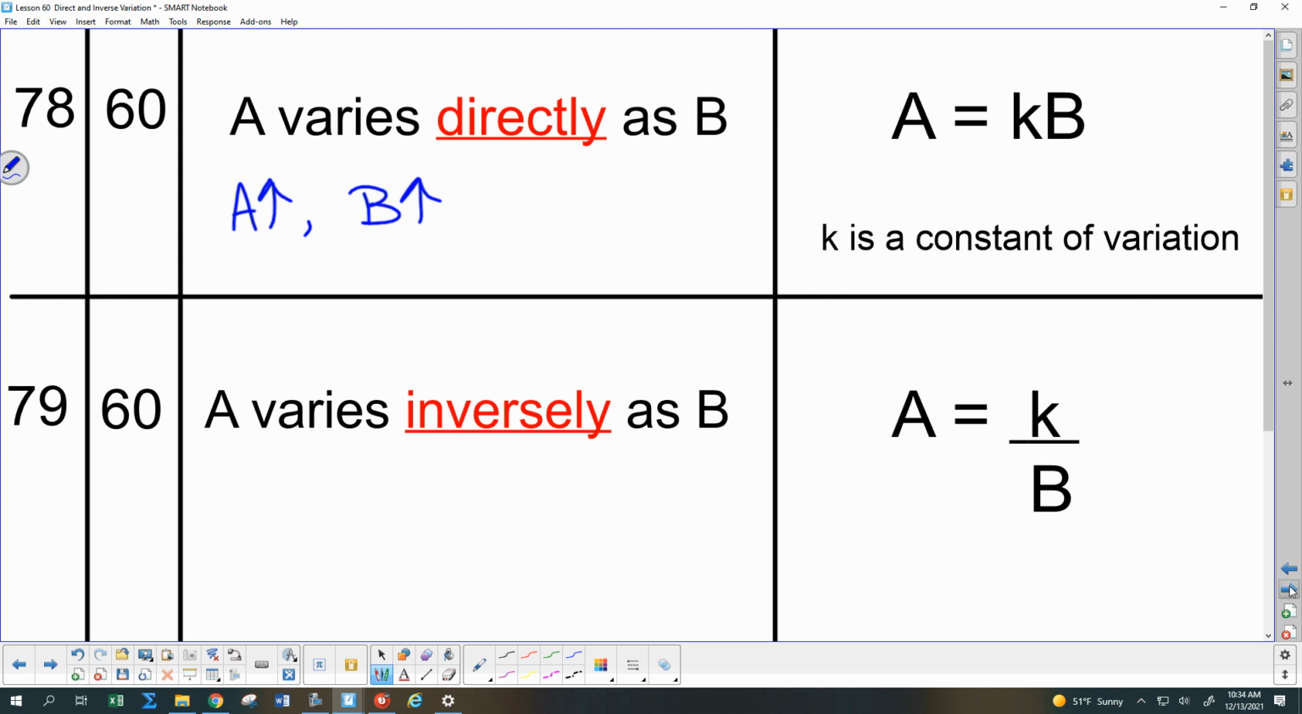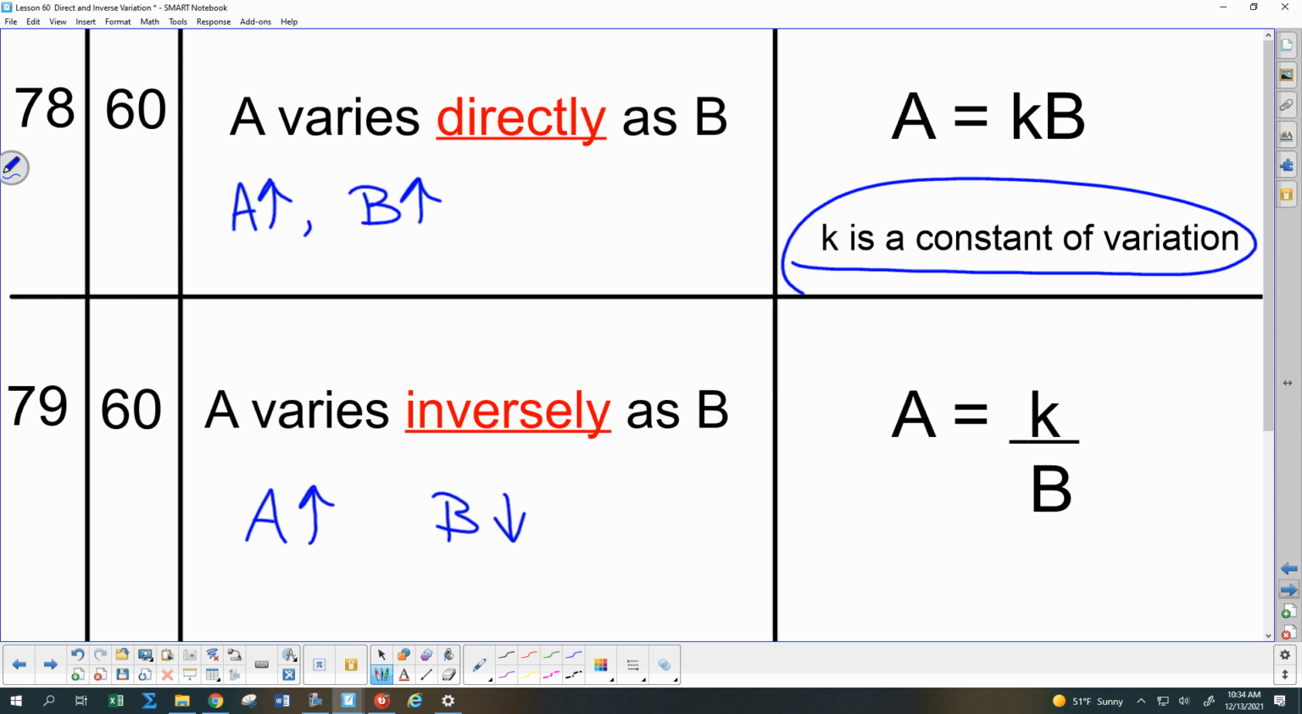A varies inversely as B. We start off A equals K over B. We put the B in the denominator. That means if A gets bigger, B gets smaller. So one gets bigger and the other gets smaller. K in both cases is what we call a constant of variation.